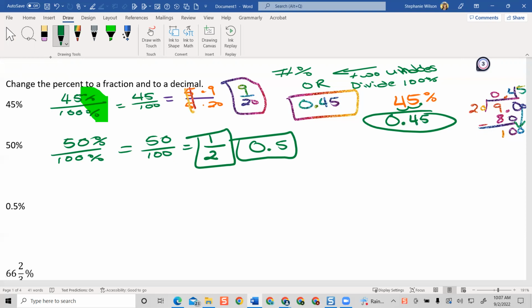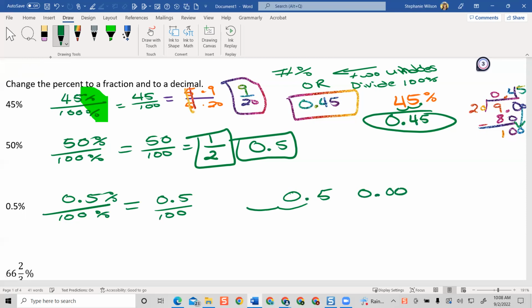Now let's do this next one. I have 0.5%. I'm going to divide it by 100%. What happens? The percents reduce. Now I got 0.5 divided by 100. So this one looks a little more work involved. So I know in order to put it in decimal, I still have to move the decimal 2 places to the left, 1, 2. So I get 0.005.